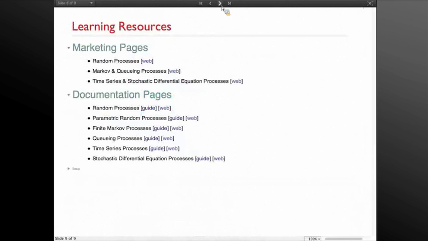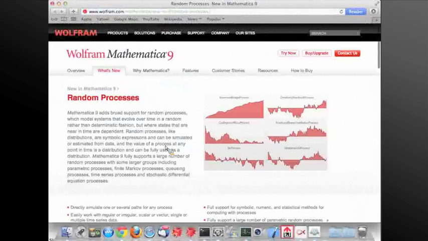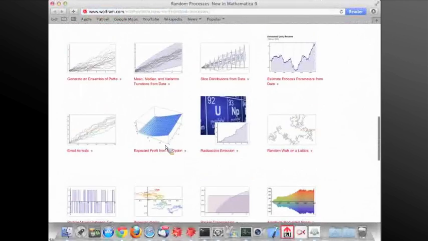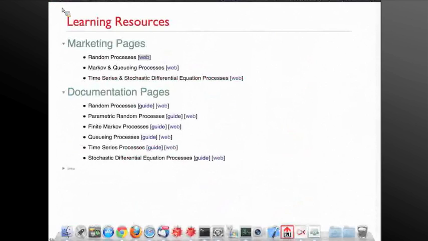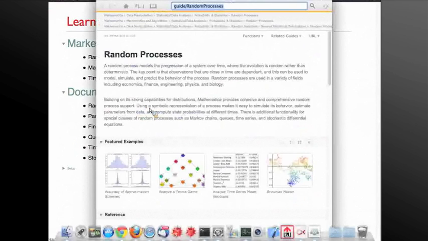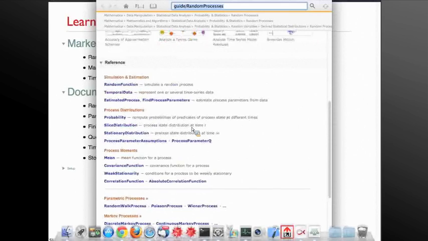But when you want to learn more, first of all, there's a nice group of marketing pages on the What's New site for Mathematica. Here's random processes. You're going to recognize some of the pictures from my talk. And there are similar ones for Markov queuing processes and so on. But also, built into the system, there's a guide page that describes more clearly the scope of the project and so on.